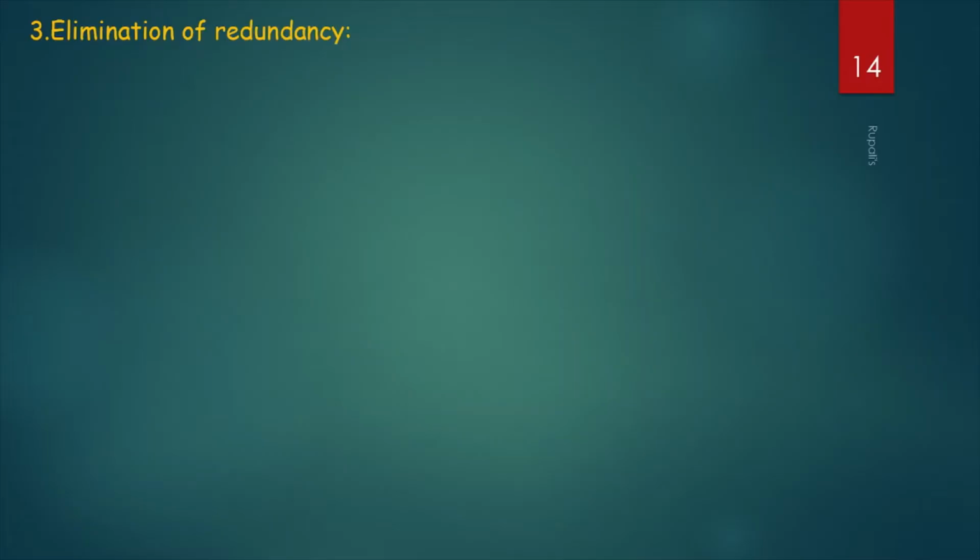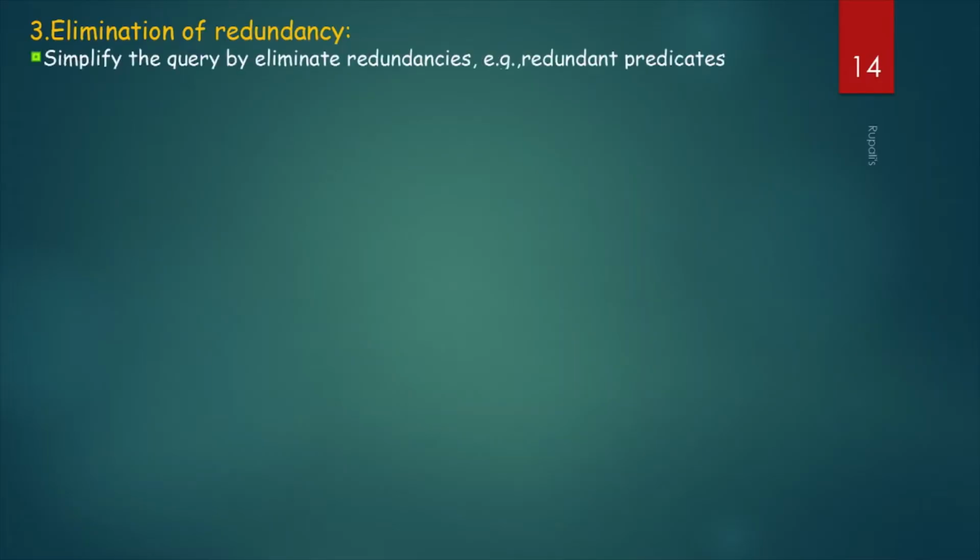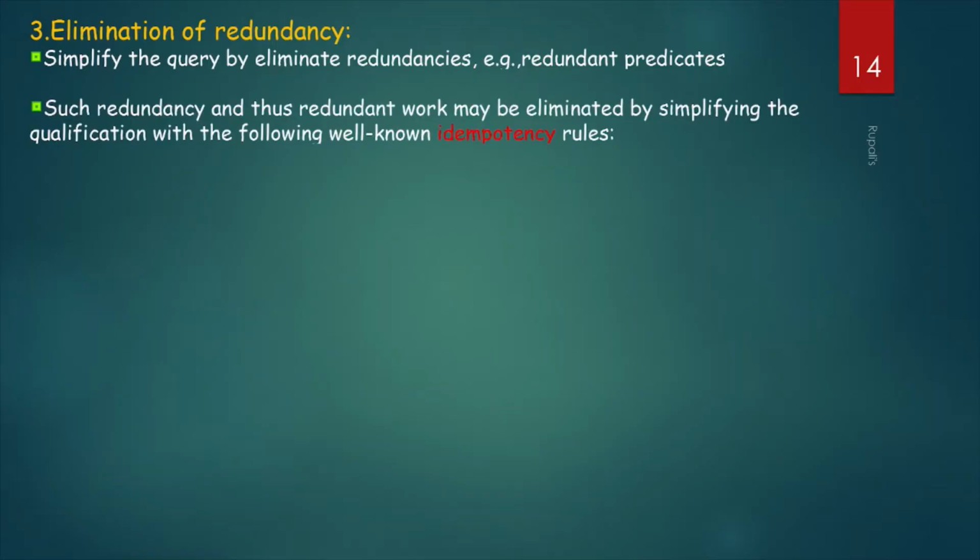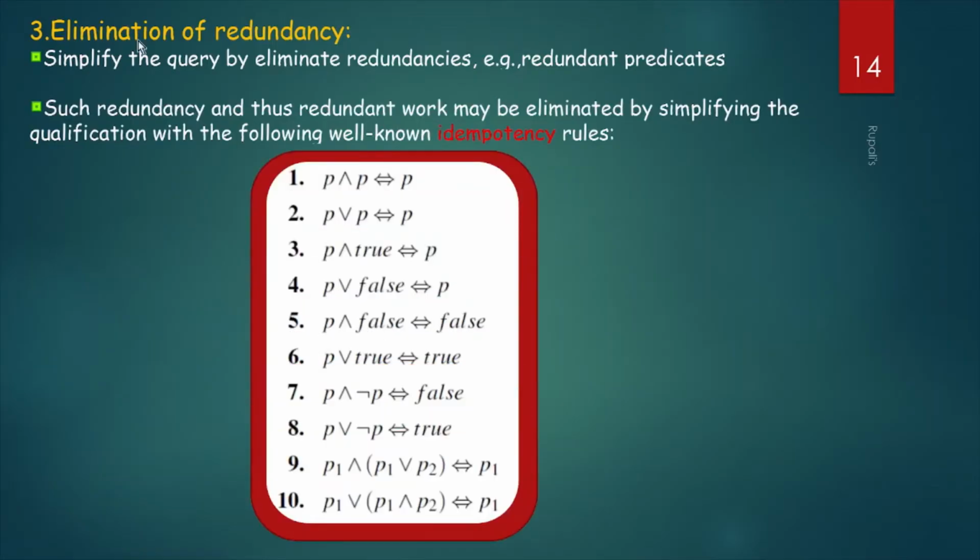Elimination of redundancy. We have to simplify the query by eliminating redundancies, that is the redundant predicates. There are some well-known idempotency rules. The rules are given below. P and P is equivalent to P, P or P is equivalent to P, P and true is equivalent to P, P or false is equivalent to P. In this way, go through these rules.